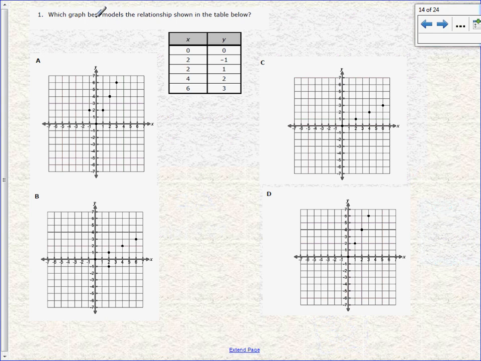Which graph best models the relationship? I have 0, 2, 2, 4, 6. Just because it's a relationship doesn't mean it's a function. This happens to not be a function because 2 is repeating. So here I'm going to look at which one of my values gives me repeating 2's. Okay, well here's a dot, dot. Here we go.